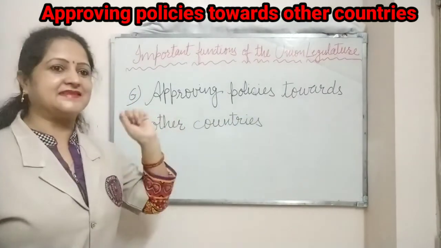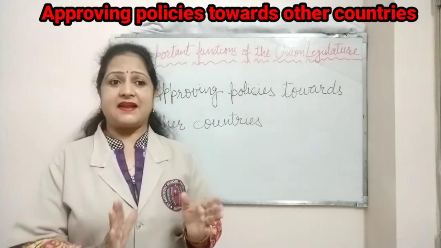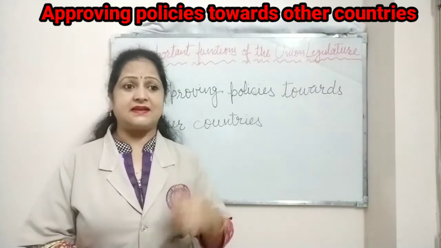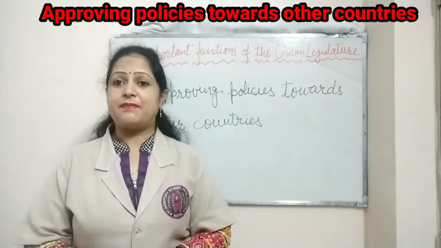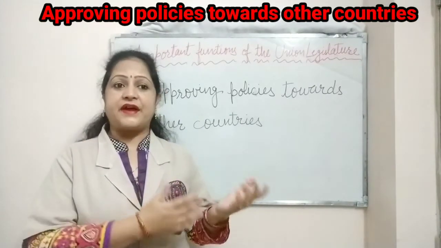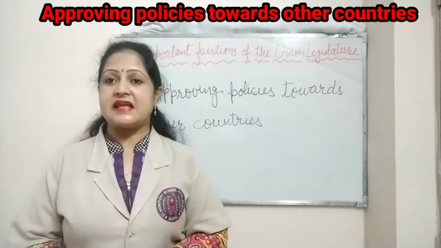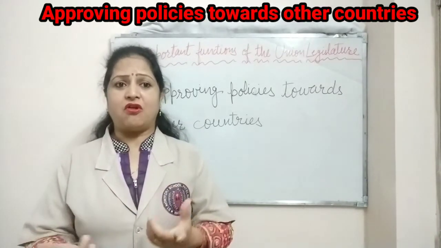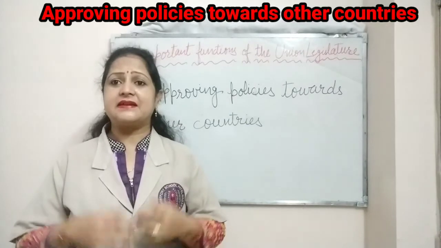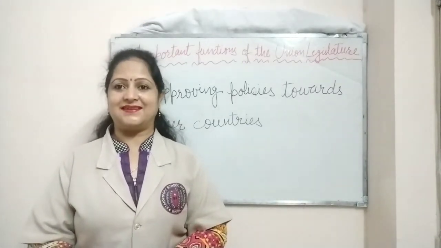The next and the last function that is given in your book is approving policies towards other countries. Treaties and trade agreements with other countries have to be approved by the Parliament. The Parliament passes laws required for the enforcement of international treaties. Even for declaring a war, the Parliament's consent is required.